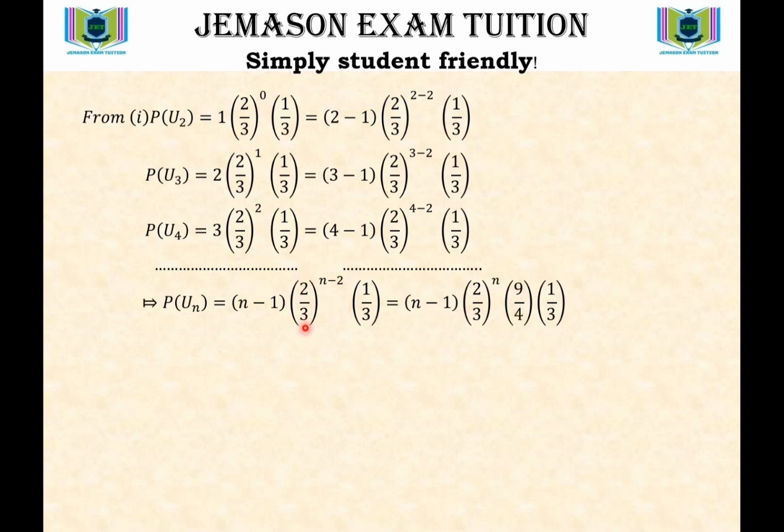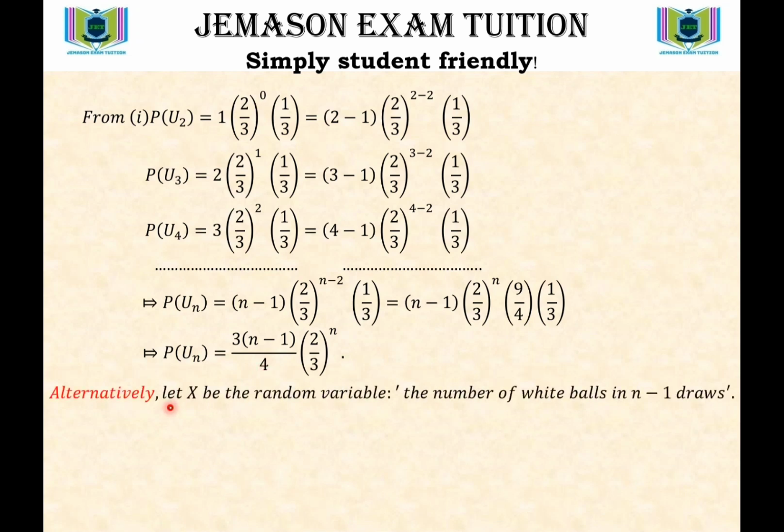When you break down (2/3)^(n-2), you have (2/3)^n times (2/3)^(-2), and (2/3)^(-2) is equivalent to 9/4. Simplifying further, we have that P(U_n) equals 3(n-1)/4 times (2/3)^n, and that gives the probability of U_n in terms of n as specified in the third part of the equation.